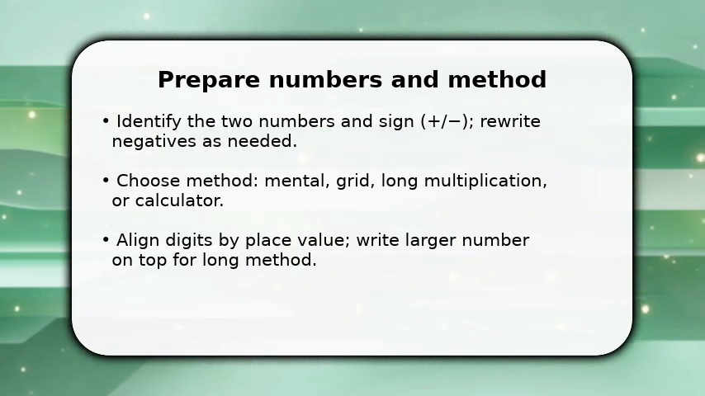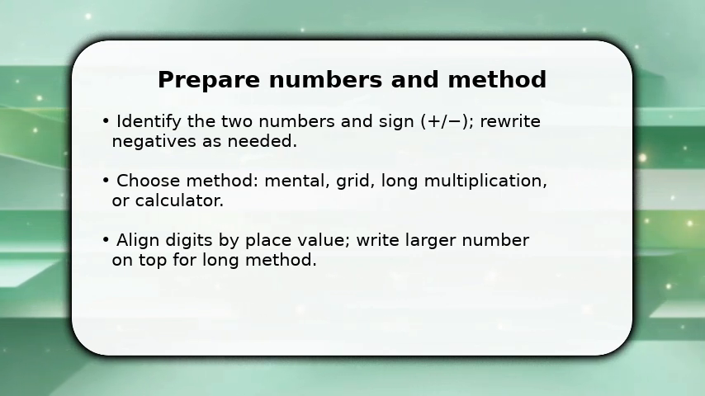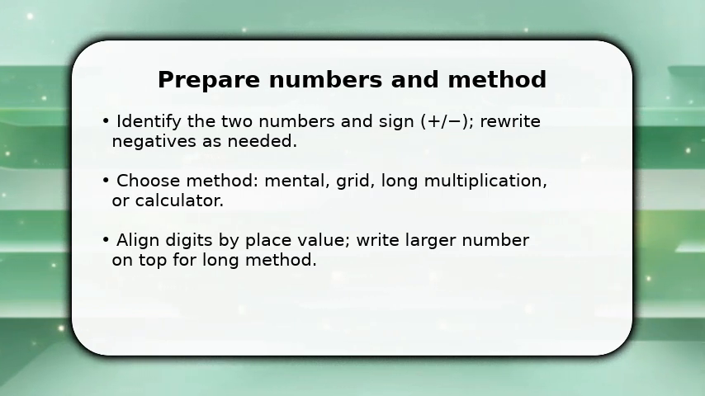Now break the multiplier into manageable parts, ones, tens, hundreds, so you can compute partial products. This setup prevents basic alignment and sign mistakes later.